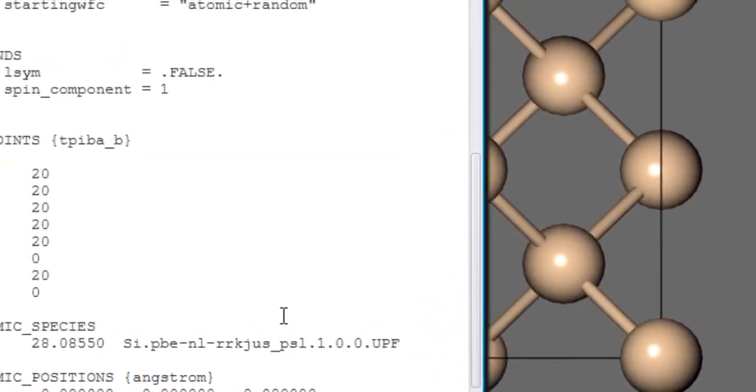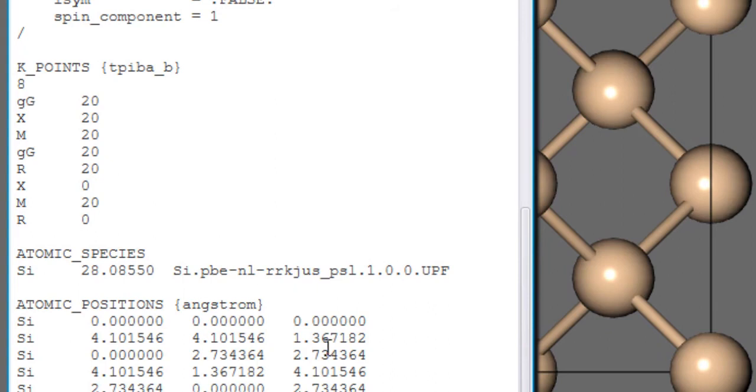Now one issue with Quantum Espresso is that there are three ways in which you can provide these high symmetry points. The first way is the simplest way, that is you just write down the initials of the symmetry points and then the number of points. So basically what Quantum Espresso does is it draws a line from gamma to X. This is one high symmetry line, and this number tells the number of points along this line. So you can either provide the high symmetry points in this way, or you could provide their coordinates explicitly.